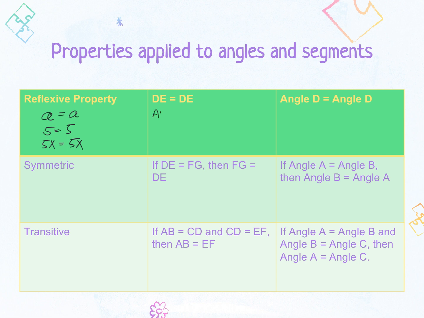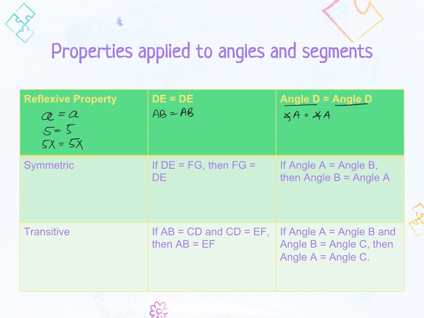So segment AB is equal to segment AB. And then in angles, we know angle A is going to equal angle A. Angle D equals angle D. So all we're saying is that anything, including segments and angles, are equal to themselves.